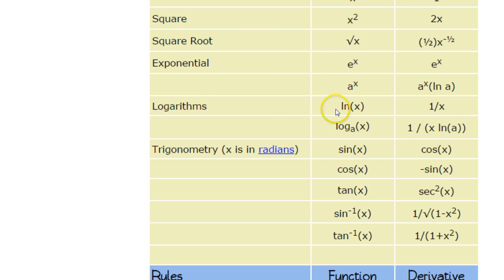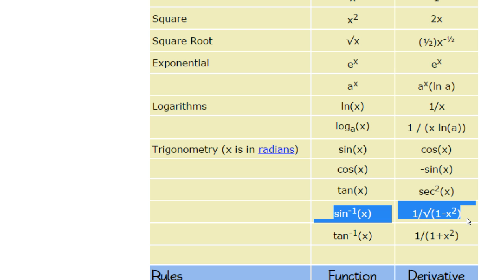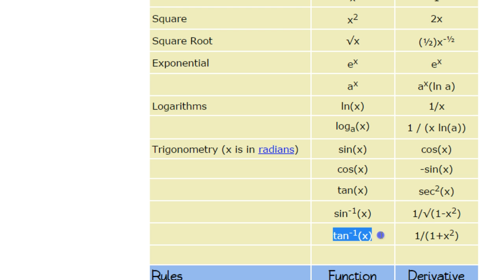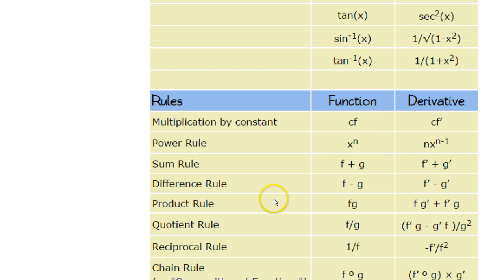Okay, logarithms, the derivative of the natural logarithm is going to be 1 over x. Okay, the derivative of log base a of x is going to be 1 over x times the natural log of a. Okay, trig, sine is going to be cosine. Cosine is going to be a negative sine. Tangent is going to be secant squared x. Sine inverse is going to be 1 over the square root of 1 minus x squared. Tangent inverse is going to be 1 over 1 plus x squared.